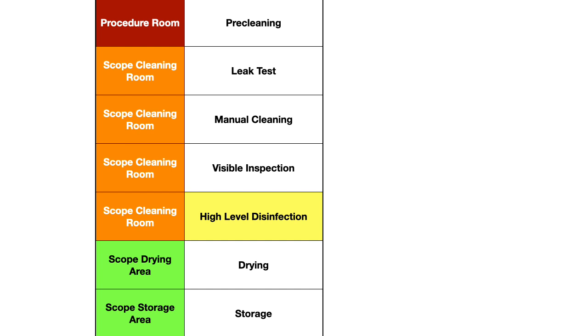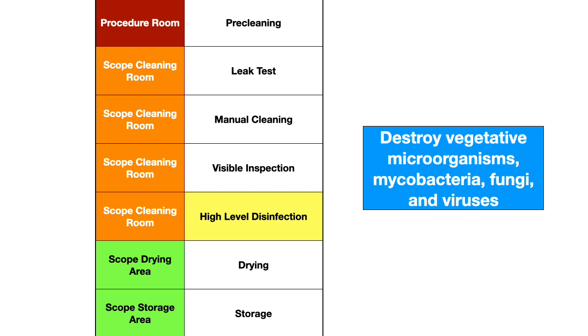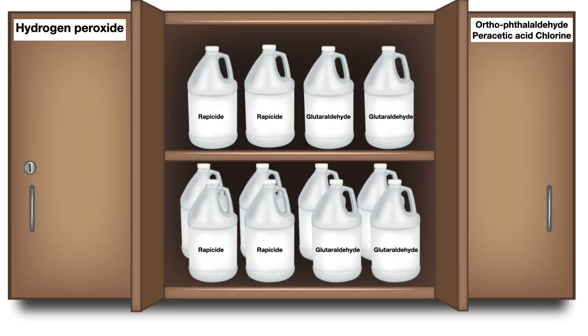This process destroys vegetative microorganisms, mycobacteria, fungi, and viruses. In terms of high-level disinfection, a number of different solutions can be used, and each lab will have its own preference. These include glutaraldehyde, rapicide, peracetic acid derivatives, hydrogen peroxide, etc.